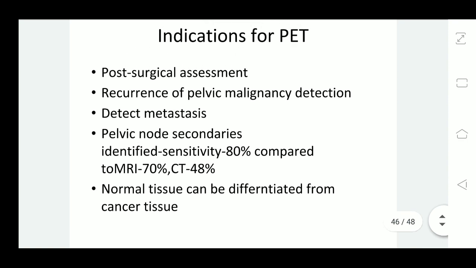Apart from that, we can also detect if there is a metastasis, because in pelvic node, if there are secondaries in pelvic node, the sensitivity to identify these pelvic nodes is 80% by PET scan, and in MRI it is 70% and in CT scan it is 48%. Not only identifying whether the pelvic node secondaries are present or not, it also tells us whether it is normal, benign, or it is cancer tissue.